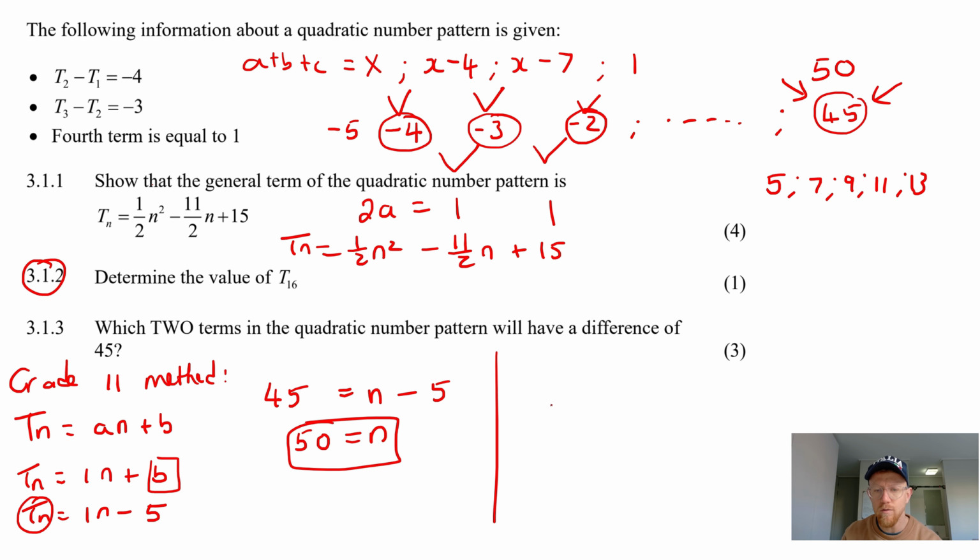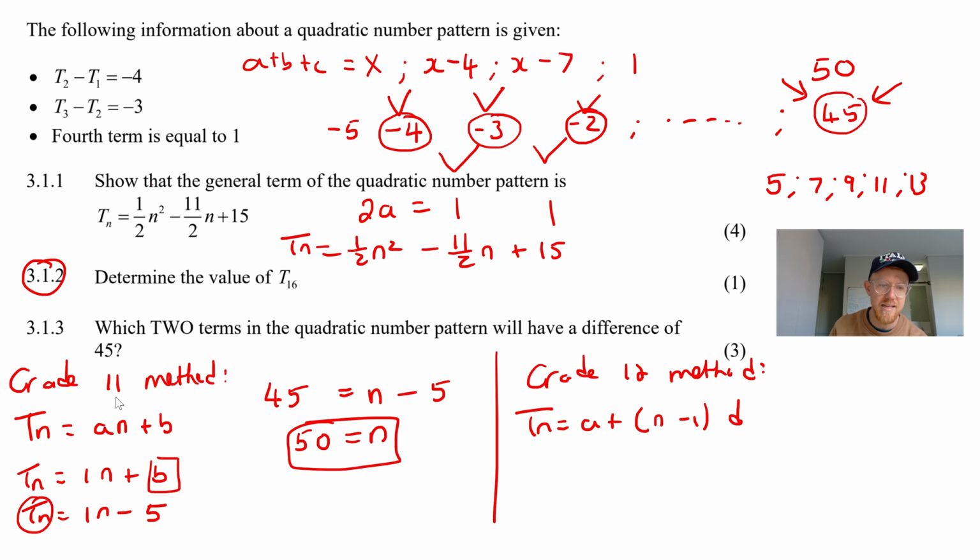Now for grade 12 learners, and for any grade 11s that maybe use this formula instead, you would use the arithmetic formula, which is a plus n minus 1 times d. But now the a is not the same as the a over here. They're two different things. So in this formula, a is your term number 1, which is minus 4. Okay, it's not the minus 5.